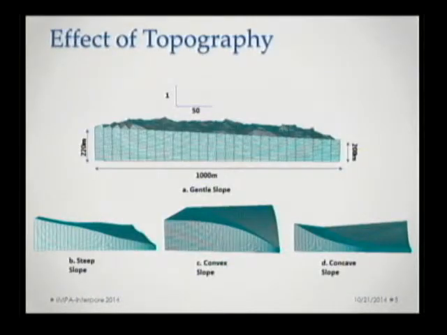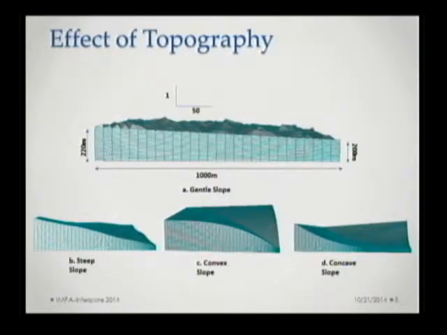So what we did was we generated different topographies synthetically, right? This was one with a very gentle slope of 1 in 50, and it had some micro topography on the surface. And then you have another, which is a 1 in 5 slope, which is much steeper. You have a convex slope or a concave slope. So these are idealized cases of topography that you would encounter in nature. In nature, it would be a mix of these, but we started off simple.